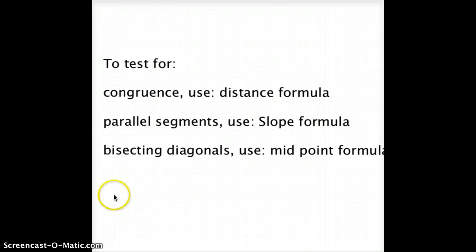To test for congruence, use the distance formula. To test for parallel segments, use the slope formula. If you compute the slope of two line segments and the slopes are equal, the line segments are parallel. You can test for bisecting diagonals by using the midpoint formula. Take the average of the x and y values and compute a midpoint.